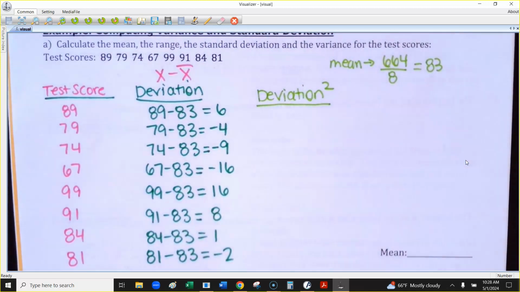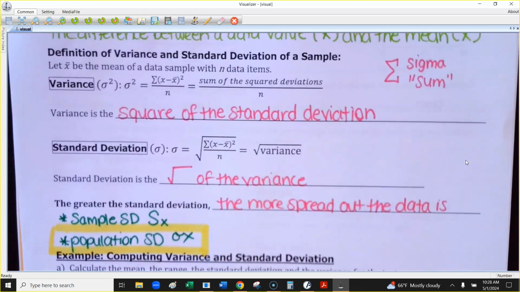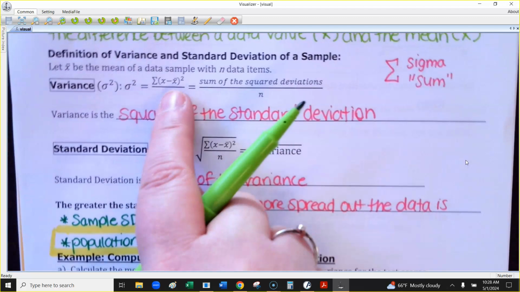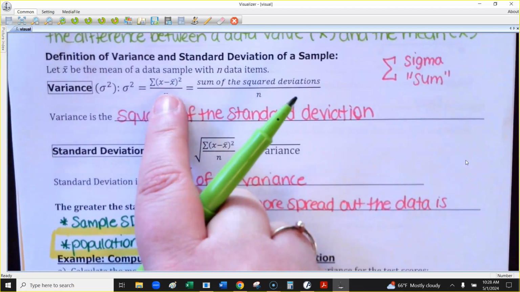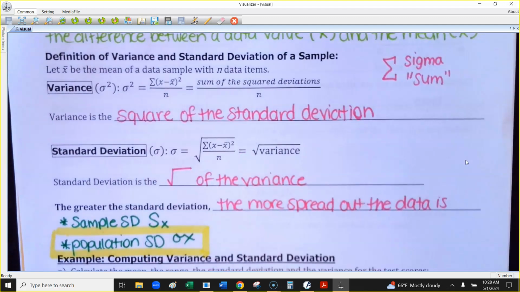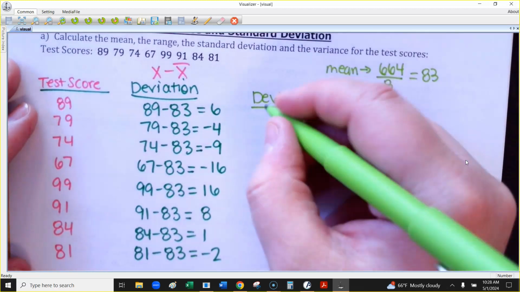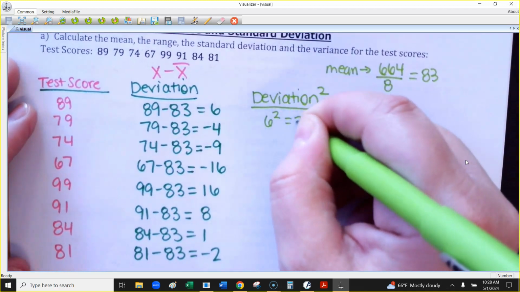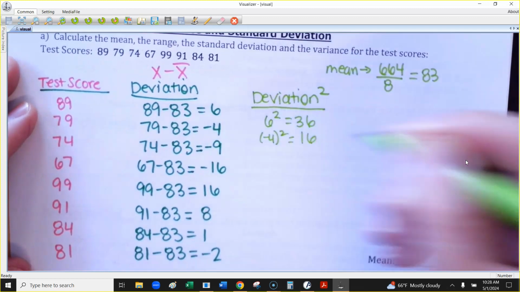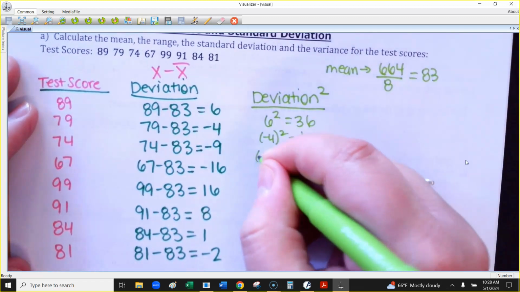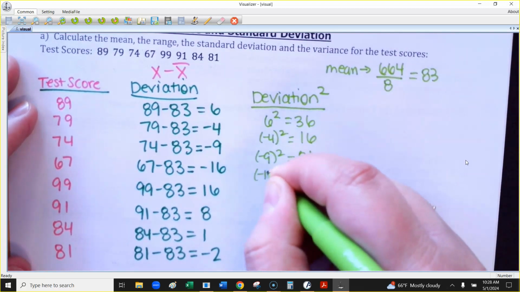If you come back up to these formulas up here, it's going to be an average of the sum of the squares of the deviation. The reason they square that is because that'll cancel out all those negatives that we have. So for the square of the deviation, this would just be 6 squared, so it'd be 36. -4 squared would be positive 16. And then on down the line. So basically squaring it is just going to cancel out any negatives that you have.